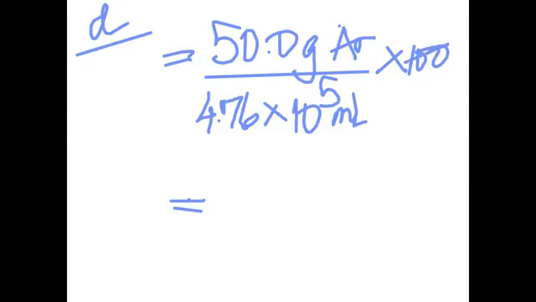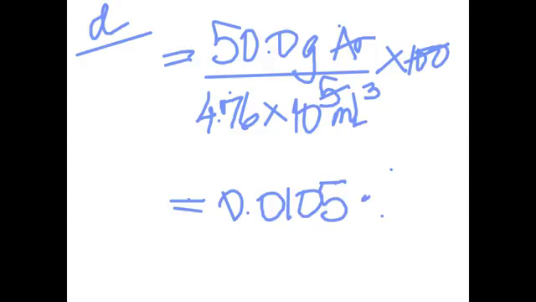And you get what? What's the final answer? 50 divided by 4.76 times 10 to the 3. It's going to be a really small number. Give it to me in 3 significant figures. Yeah, okay. 0.0105. Yes? It's going to be a really small number. Does that make sense? 0.0105%. Yes or no?